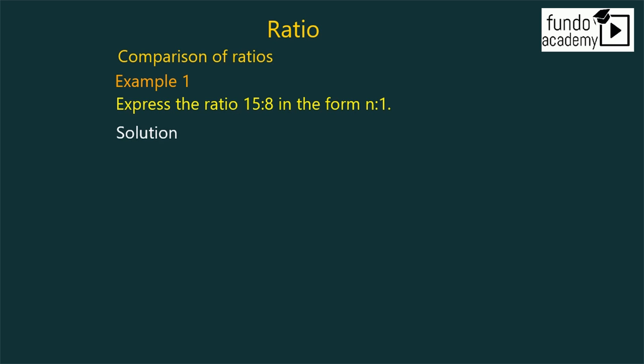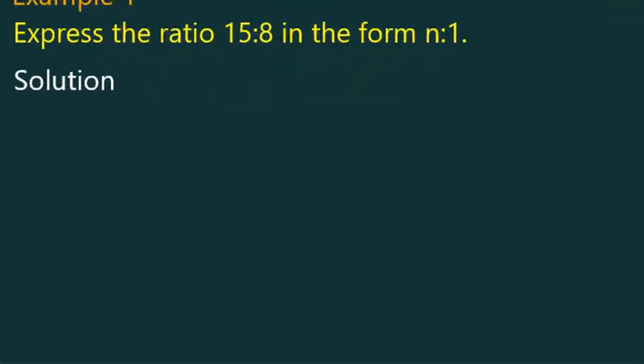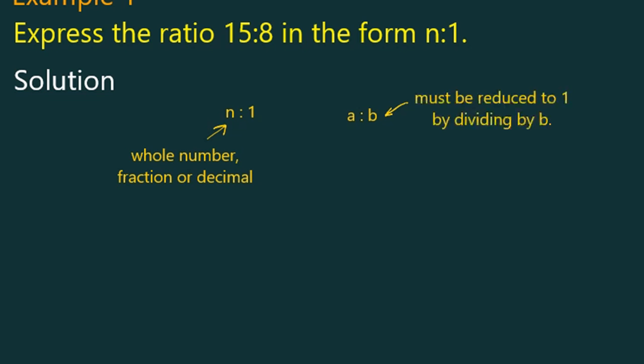We are saying that the form n:1 means that the value of n will be either a whole number, fraction, or a decimal. It doesn't matter. So if you have your ratio a to b, then b must be reduced to 1, and we do this by dividing by b. If we divide by b and b, then we'll have a over b is to 1, and in such case it will be in the form n:1.